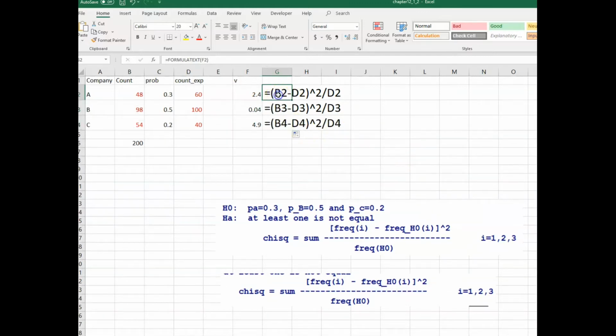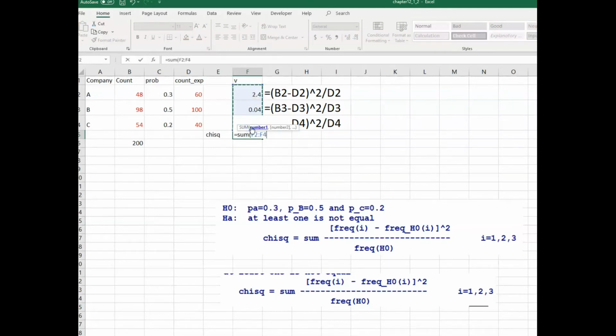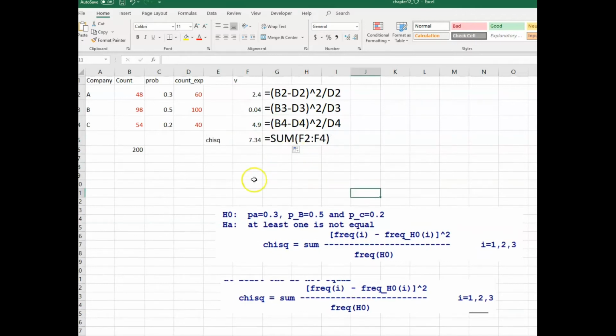Okay, so this is first difference squared divided by expected, second difference squared divided by expected, third difference squared divided by expected. The total will be our chi-square. Okay, chi-square will be summation. Okay, this is our summation. Okay, summation, I'm going to show the formula. Okay, it's summation.